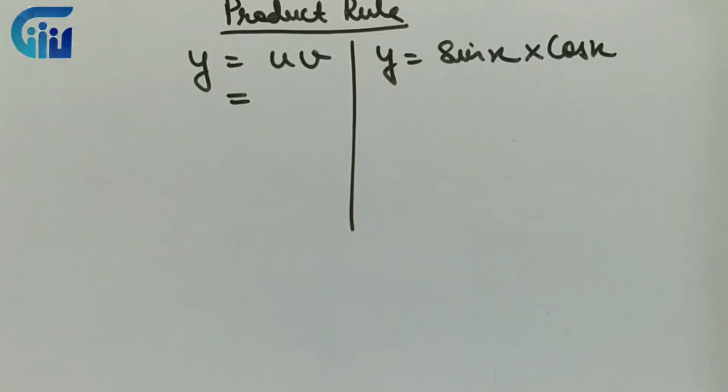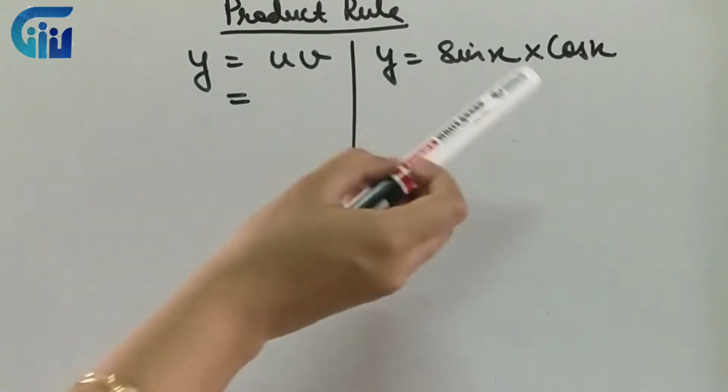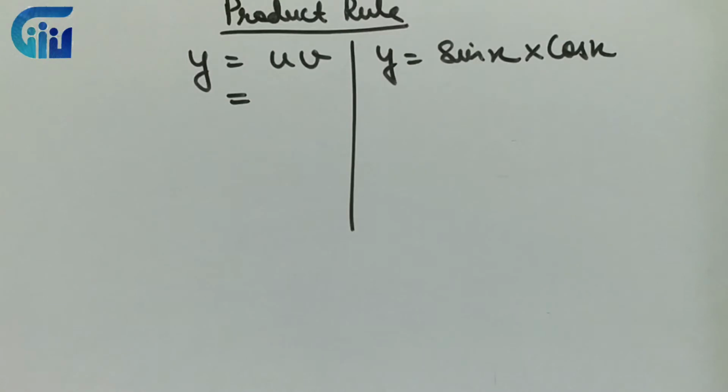Again, an important rule is the product rule. Now, product, what do we understand by product? It means when two things are in multiplication. So when two functions are in multiplication such that I cannot write them as a whole, like sin x into cos x, and I have to differentiate this type of function, what will I do?